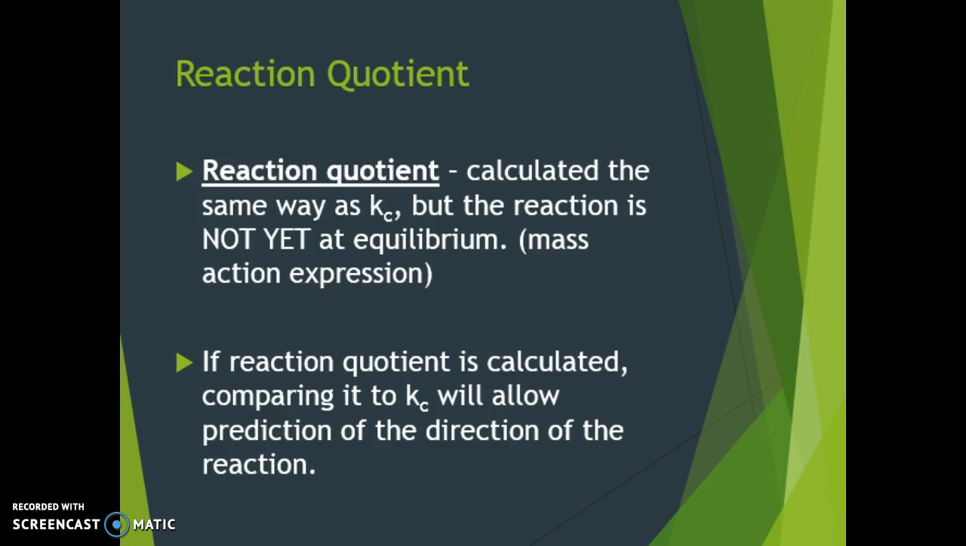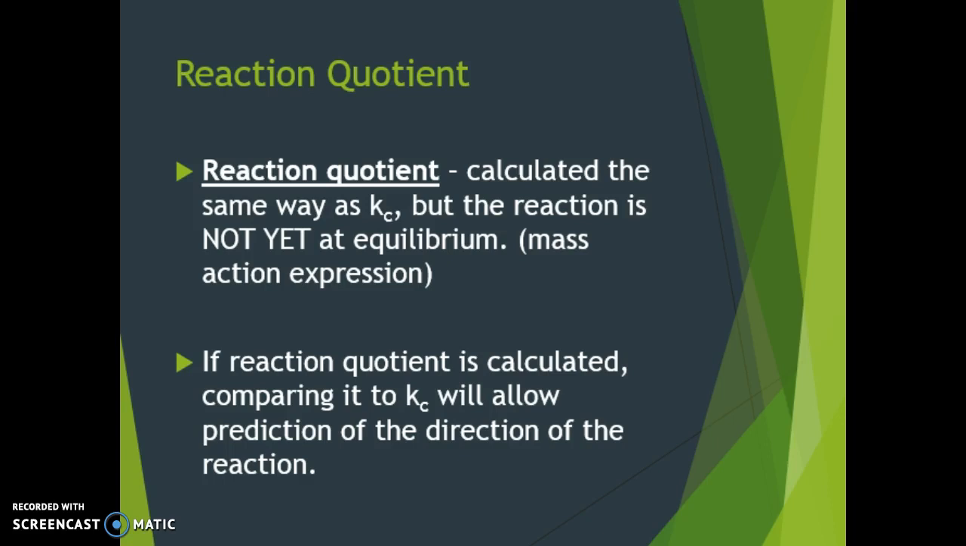This will generate a new number that we can compare to Kc. And if it's equal to Kc, we know that we're at equilibrium. If it's any other value, we know that we're not, and that we would have to move in one direction or another to try and get there. And depending on the value that we get from Q, we can actually make the decision about what direction that is actually going to flow.